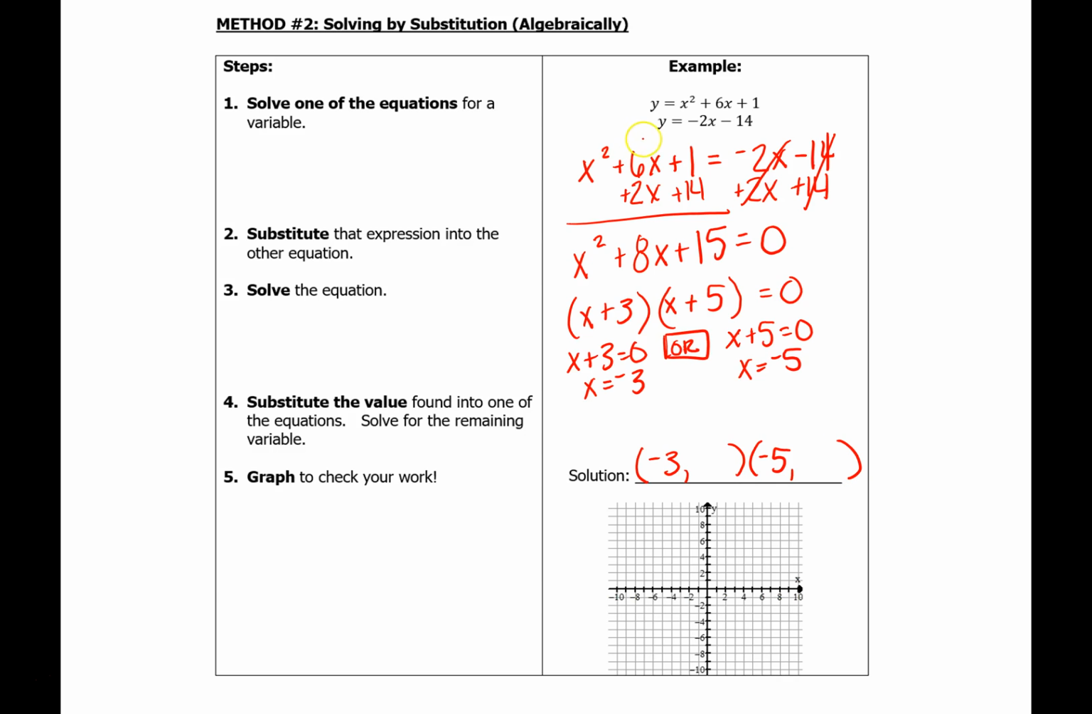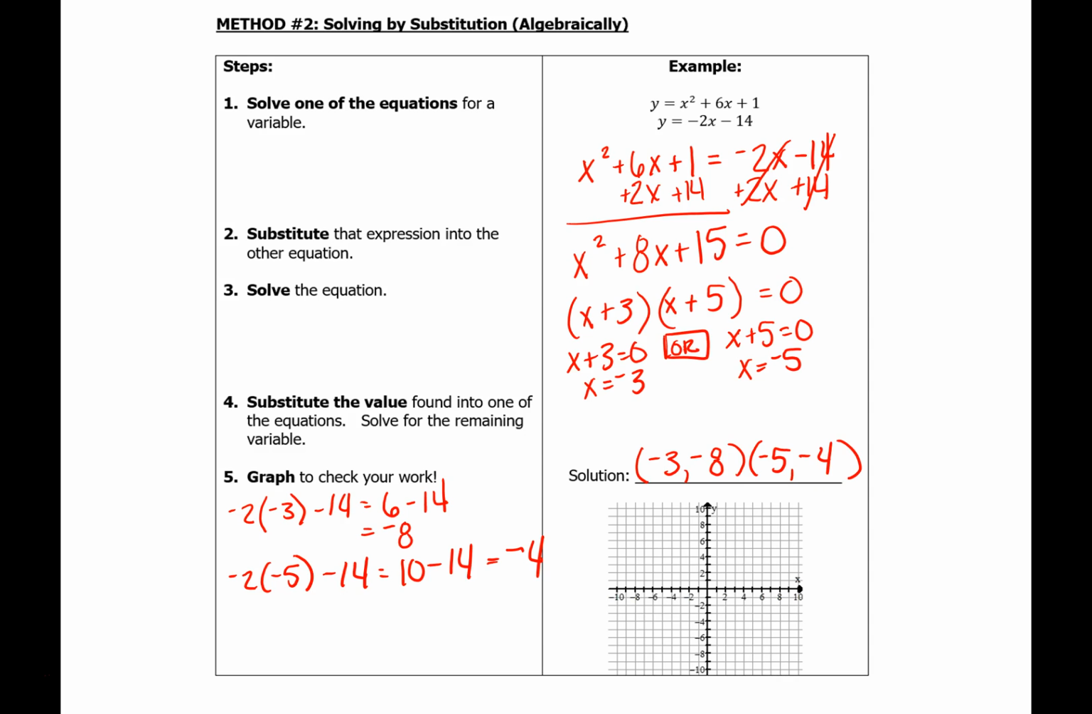So looking at these two, I'm thinking the second one, negative 2x minus 14, is going to be easier math, so I'm going to plug into that one. I'm going to plug the negative 3 in first to evaluate. Negative 2 times negative 3 minus 14. Negative 2 times negative 3 is positive 6. And then I have 6 minus 14, which is negative 8. So that means my ordered pair is negative 3, negative 8. And when I plug in the negative 5, negative 2 times negative 5 minus 14, that gives me 10 minus 14, which is negative 4. So I have negative 5, comma, negative 4 as my other solution, my other ordered pair.